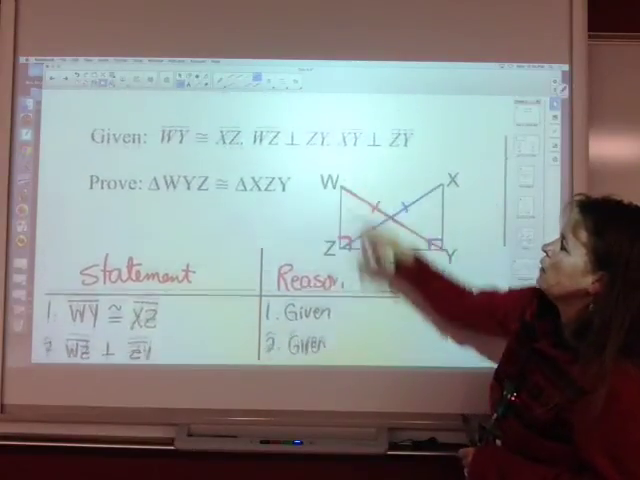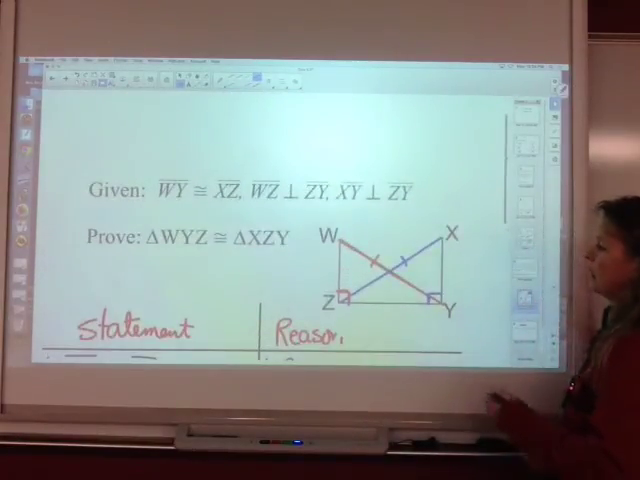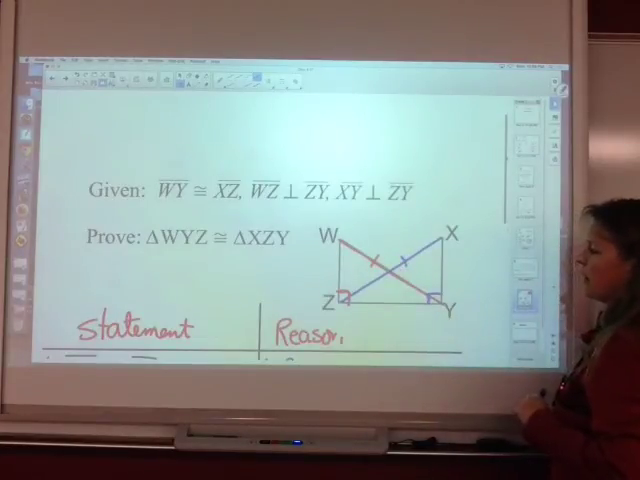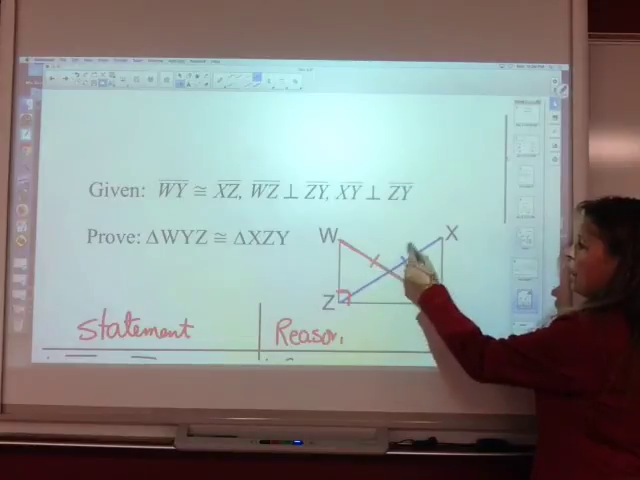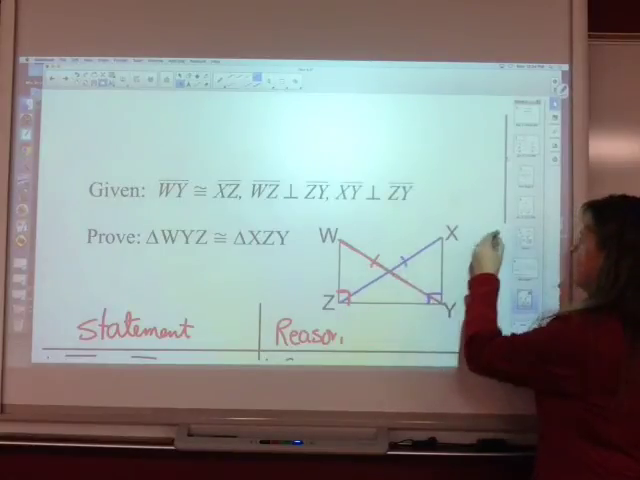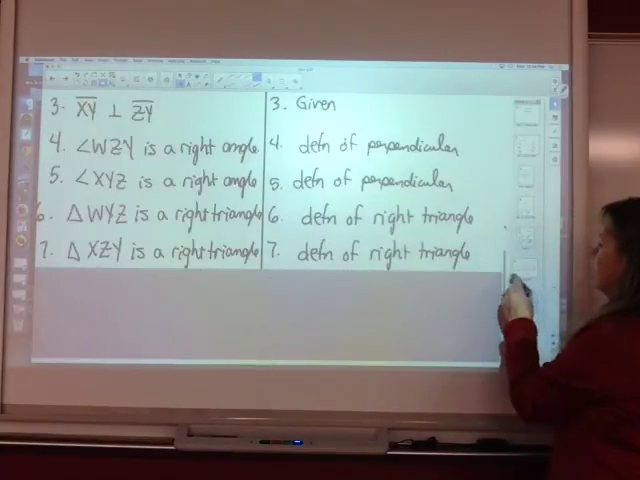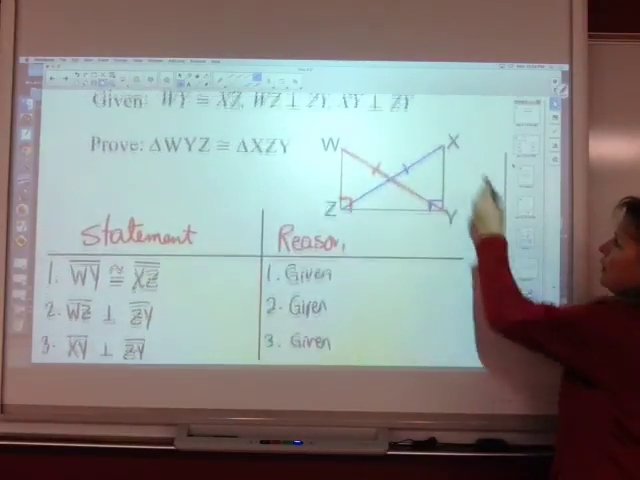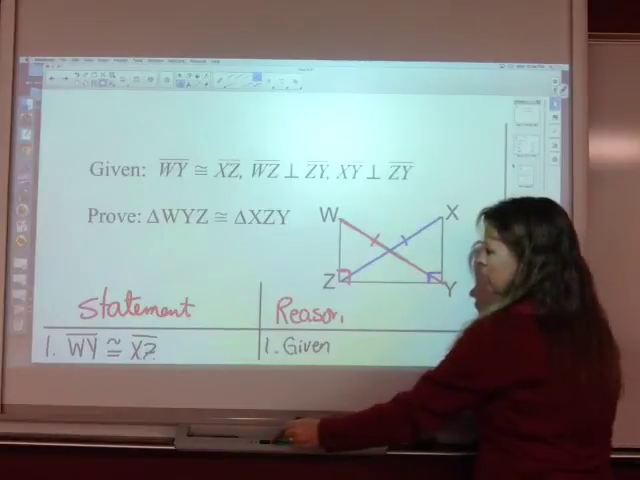How did we know we were going to use the HL theorem? Because we don't have side, angle, side. We have our side marked in the wrong spot. So far we have a hypotenuse. The hypotenuse is labeled. We need another side. Where's our other side going to come from? Well, it says we have to have a hypotenuse and a leg.